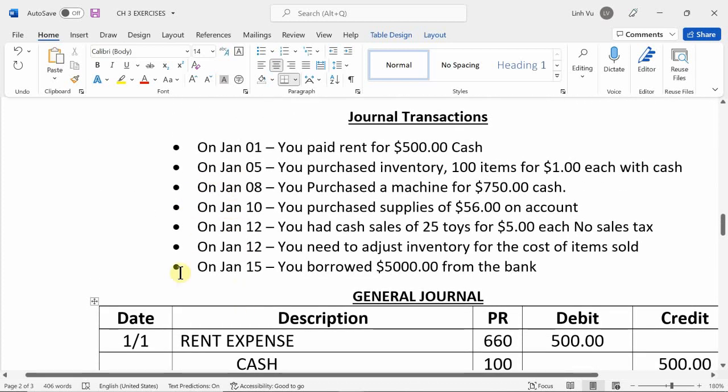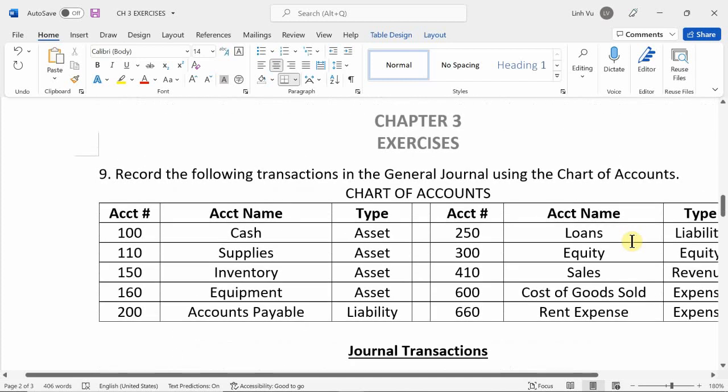Now, last but not least, on January 15, you borrowed $5,000 from the bank. So what does that tell me? I borrowed, you got a loan. Now, what did I get out of that loan? Liability. It's a liability, yes, but what did I get out of that loan? Cash. You got cash. So are you going to increase your cash flow or decrease it? Decrease. Why? You're going to increase it. You just got money. But in the long term, it's going to be decrease.